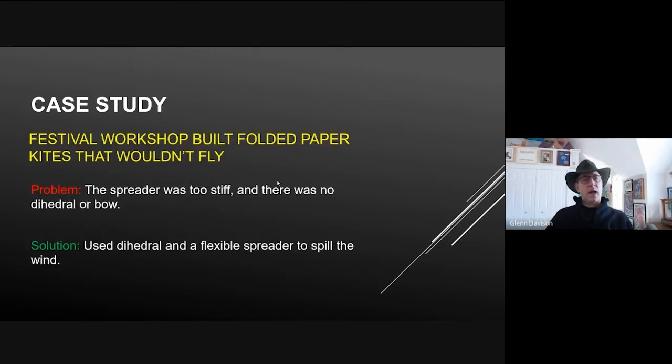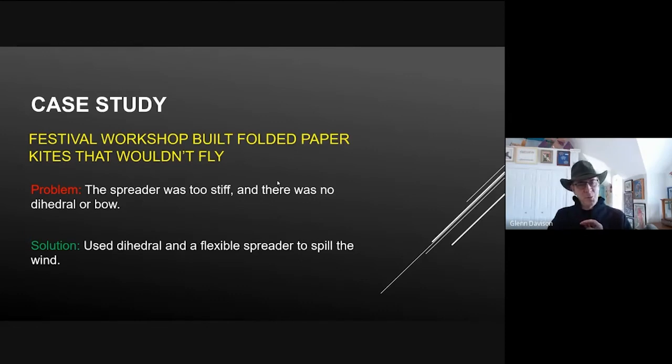Next, I was at a festival, and the workshop that they were doing at the festival had a folded paper kite. You might have seen it. You can take an 8.5 by 11 sheet of paper, fold it into a kite, add a tail, add a stick on the back, punch a hole for the bridle point, and it flies.